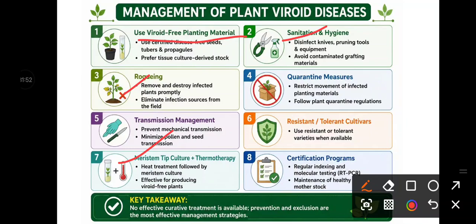Then sanitation and hygiene of the equipment or tools, then quarantine measures to restrict the movement of infected planting material, then resistant or mostly tolerant cultivars can be used. No such resistance is there, so tolerant cultivars can be used, and a certification program for regular indexing and molecular testing of the planting material or mother stock maintenance. So these are some preventive measures to avoid plant viroid disease.